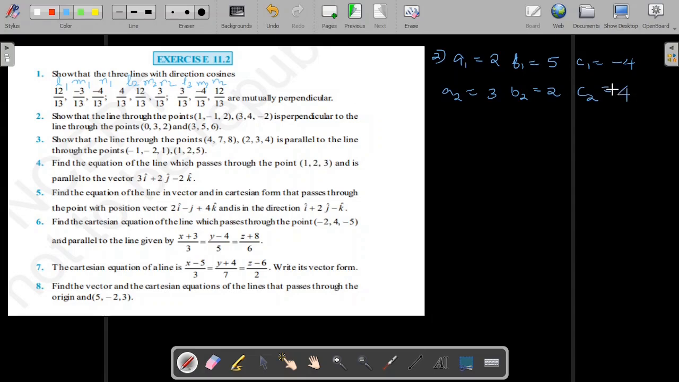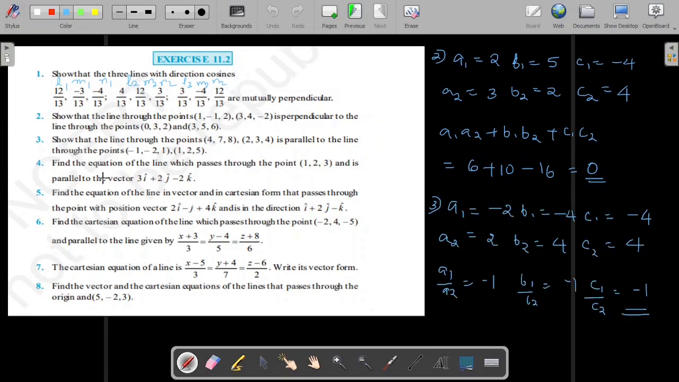Okay. Now, we have to prove that they are perpendicular. So, a1 a2 plus b1 b2 plus c1 c2. If you get 0, then they are perpendicular. 3 2s are 6, 5 2s are 10, minus 16. 16 minus 16 is equal to 0. Hence the lines are perpendicular. See, without drawing the lines, algebraically we are proving they are perpendicular.